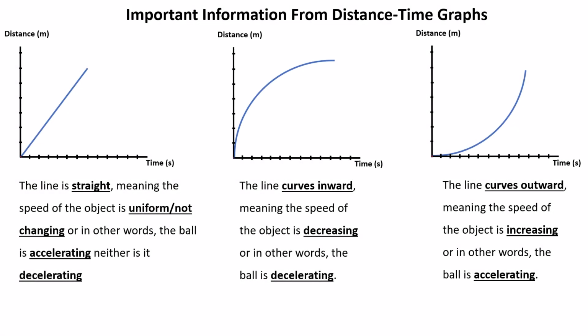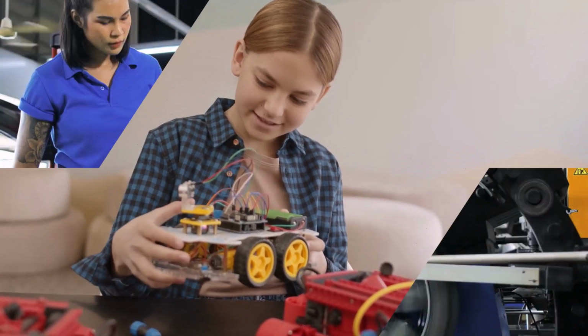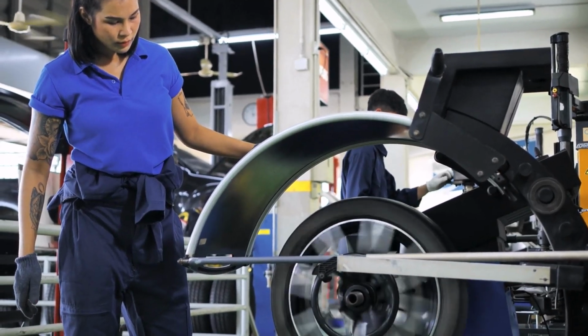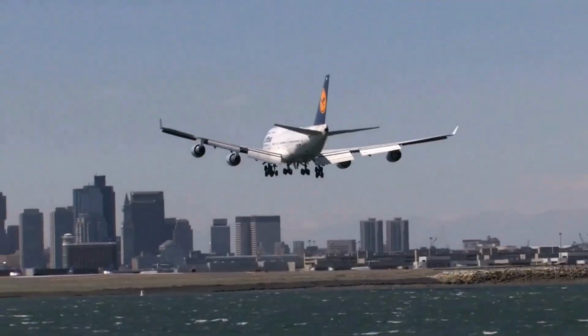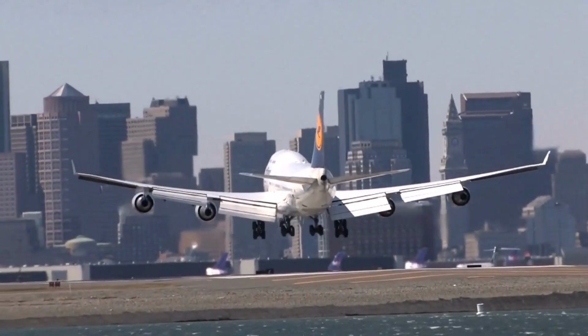Overall, these three graphs highlight the fundamental types of motion: a straight line for constant speed, an inward curve for deceleration, and an outward curve for acceleration. Understanding these motion patterns is essential in physics, engineering, and real-world applications like vehicle dynamics, sports performance analysis, and aerospace technology. So this brings us to the end of our interesting lesson on distance-time graph.